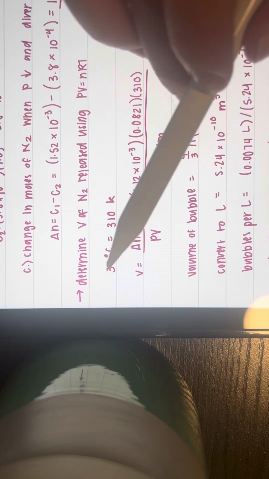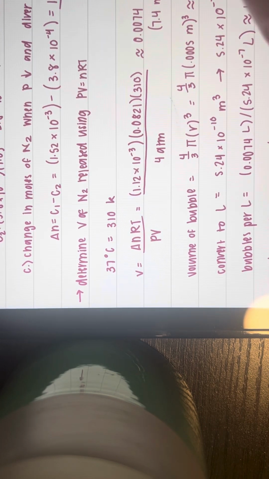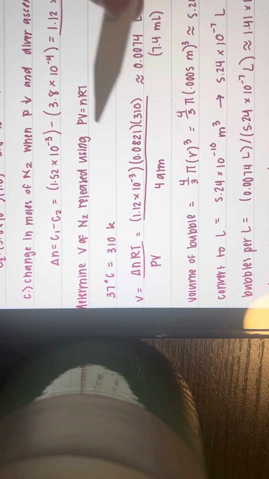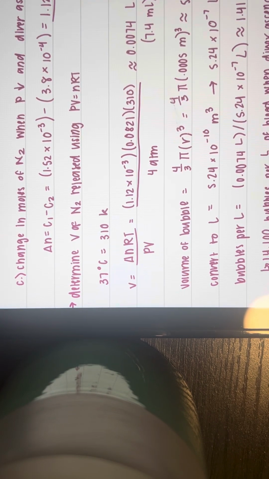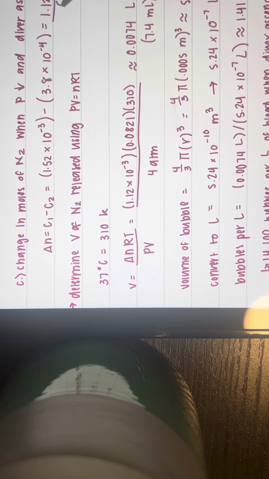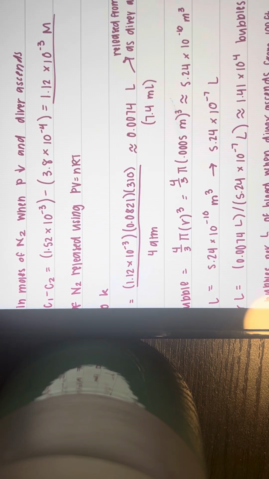So I converted 37 degrees Celsius to 310 Kelvin, because that's the unit you need when you're using the ideal gas law. This is all assuming that the gas would behave like an ideal gas, because you never know, it might not. So I took our change in mole number that we just got up here, and I multiplied it by this constant and then the temperature and divided it by 4. This got us to 0.0074 liters.